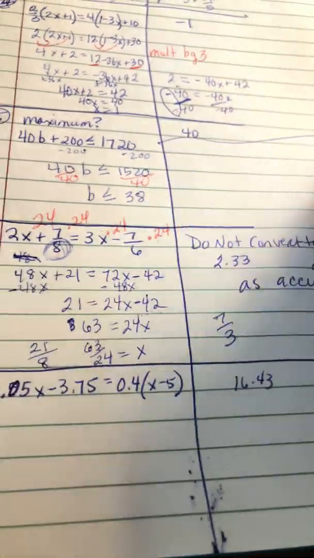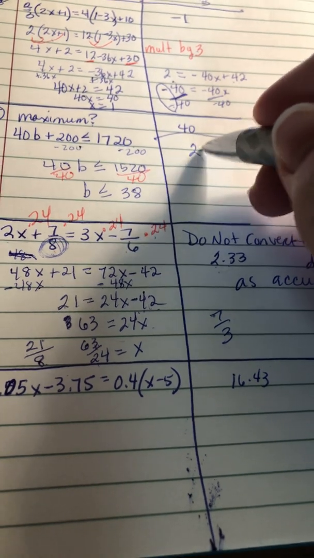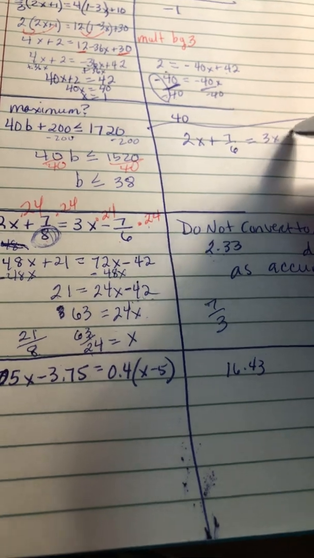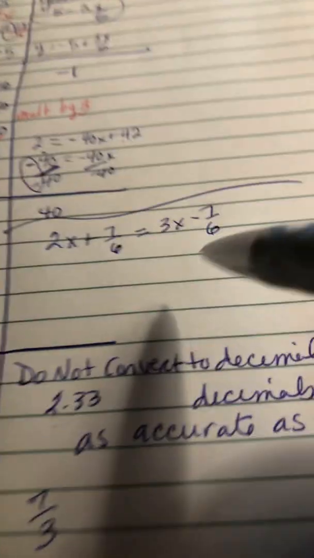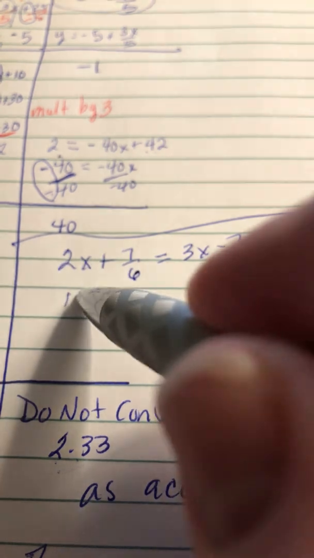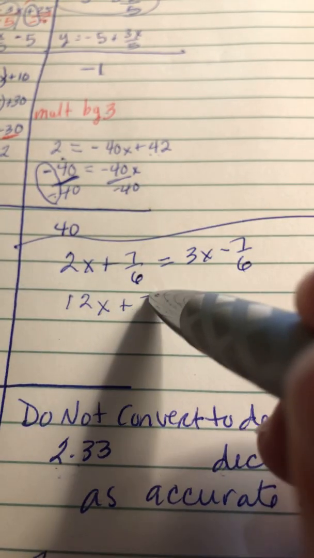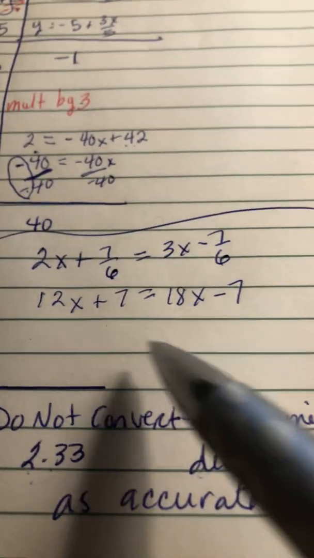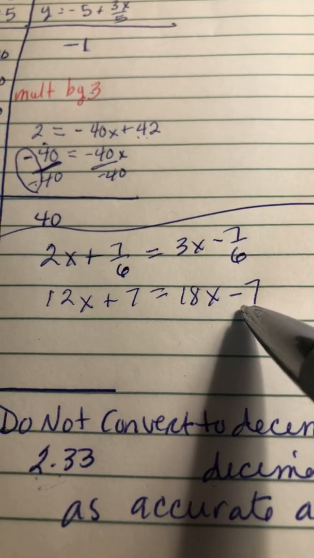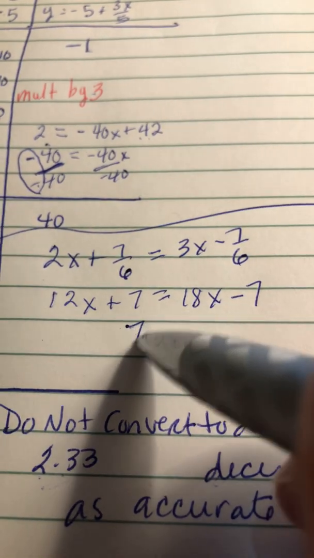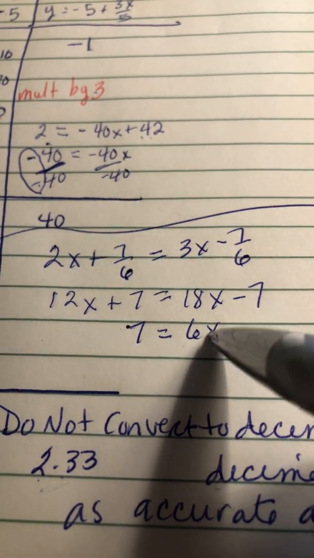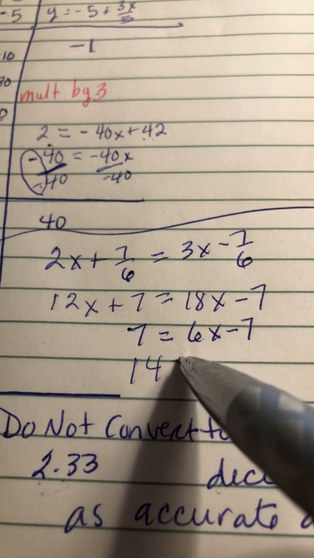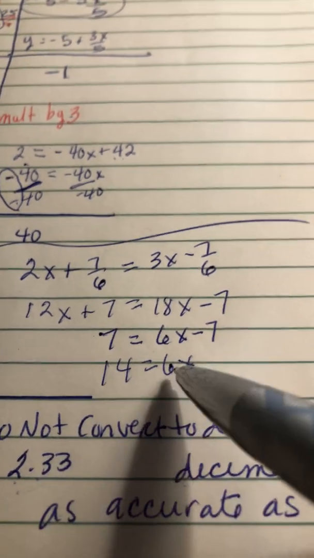I'll do it up here. So we have 2x plus 7/6 equals 3x minus 7/6. Okay, that's better. So we're going to multiply everything by 6 because that would be the common denominator. And that's what you get when everything gets multiplied by 6. I'll subtract 12x from both sides. So that gives me this. Then I'm going to add 7 to both sides. And then divide both sides by 6.